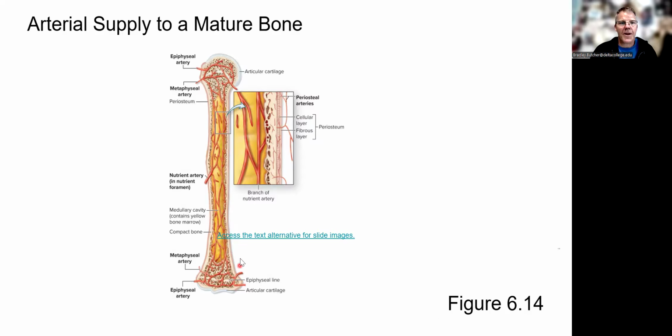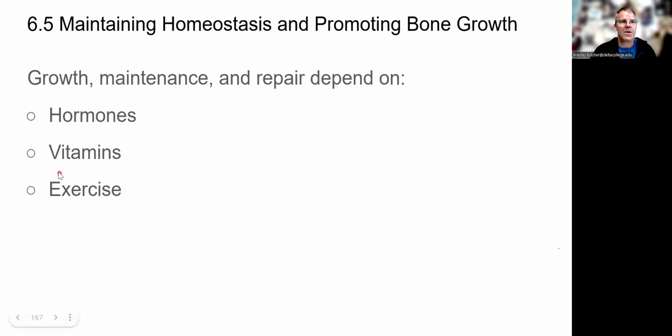Here you can see those blood supplies coming into the bone, a highly innervated, highly vascularized structure. We talk about growth, maintenance, and repair. So hormones, vitamins, and exercise are all involved in this. Hormones, when we talk about the endocrine system, are the chemical signals in our bodies that travel through our blood. Vitamins are chemicals that help our enzymes do their job, and then exercise is running around and lifting heavy stuff and getting out of breath.